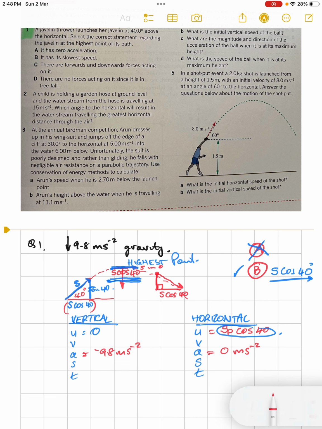But let's have a look at C and D. C says there are forwards and downward forces acting on it. Well, there's no forward force acting on it. There is a downward force. D says there are no forces acting on it. No, there is a downward force. So yeah, B is correct.